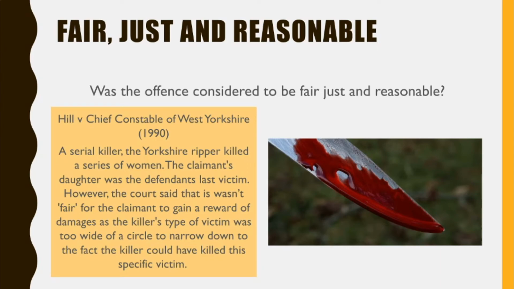type of victim was too wide of a circle to narrow down to the fact the killer could have killed the specific victim. If the killer was targeting young girls with a certain colour eyes and certain colour hair from one particular area, then it would be fair, just and reasonable for the claimant to gain a reward, as they would have been able to protect that victim, as it's not really a large spectrum.